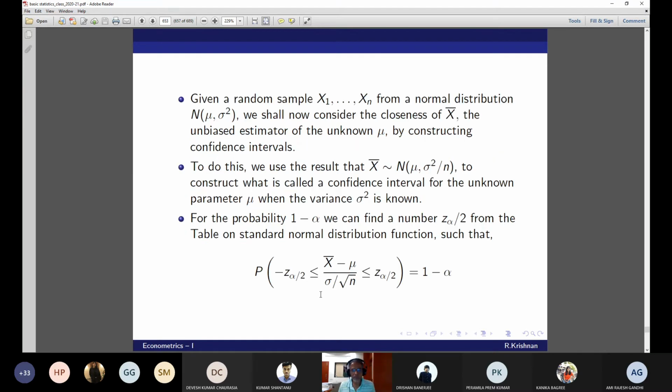Okay, given a random sample from a normal distribution, we shall now consider the closeness of x bar, the unbiased estimator of the unknown mu, by constructing confidence intervals. To do this, we use a result about x bar. Why am I giving this confidence interval for variance unknown? From here, I am going to derive a statistic. All of us know the statistic which can be used to test any hypothesis involving x bar, the sample mean. What is the statistic? The statistic is nothing but the t statistic. That is why I'm giving the confidence interval. In all books, you can see this is the route they take.